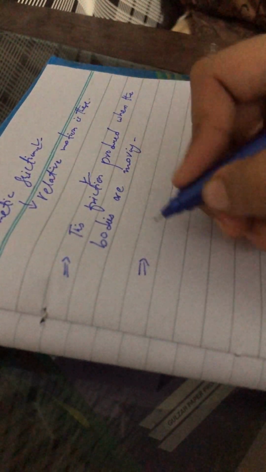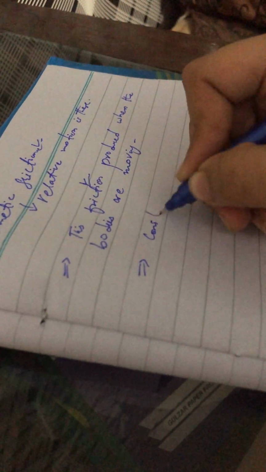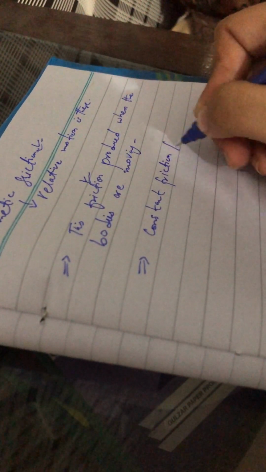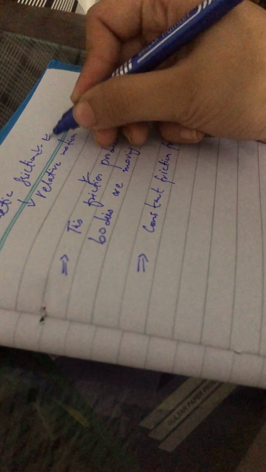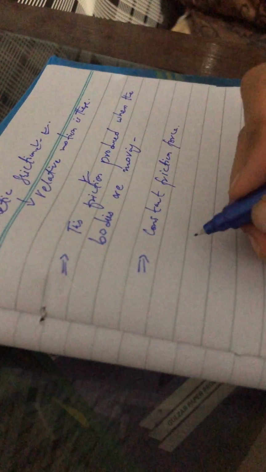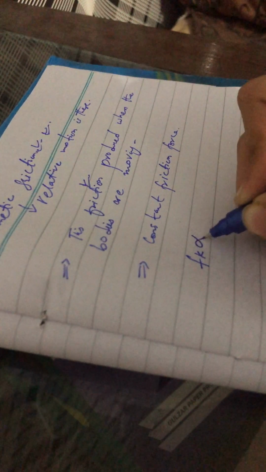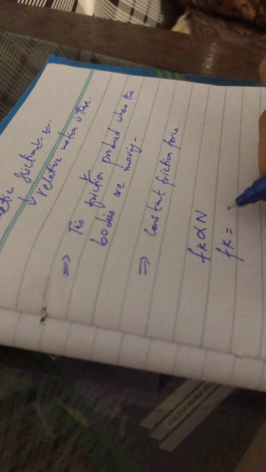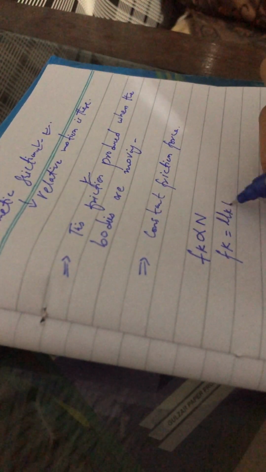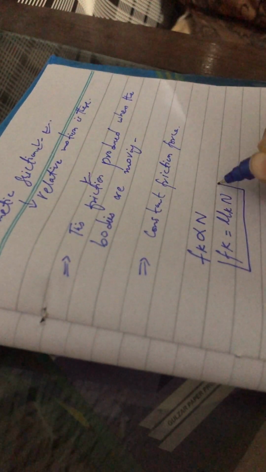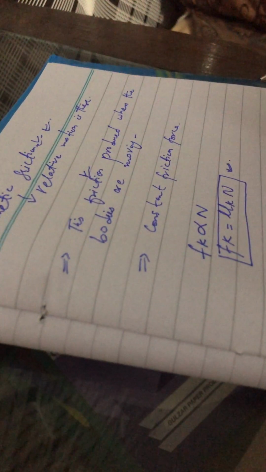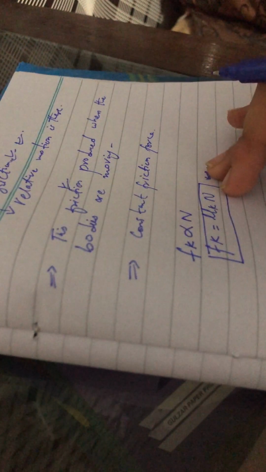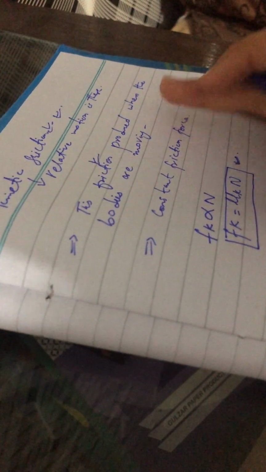This kinetic friction is a constant friction force. It has a constant value, right? F kinetic is directly proportional to the normal reaction, right? So Fk will be equal to mu k times N, and mu k is the friction constant. By this formula we can find the value of kinetic friction. So that was kinetic friction and that was limiting friction.